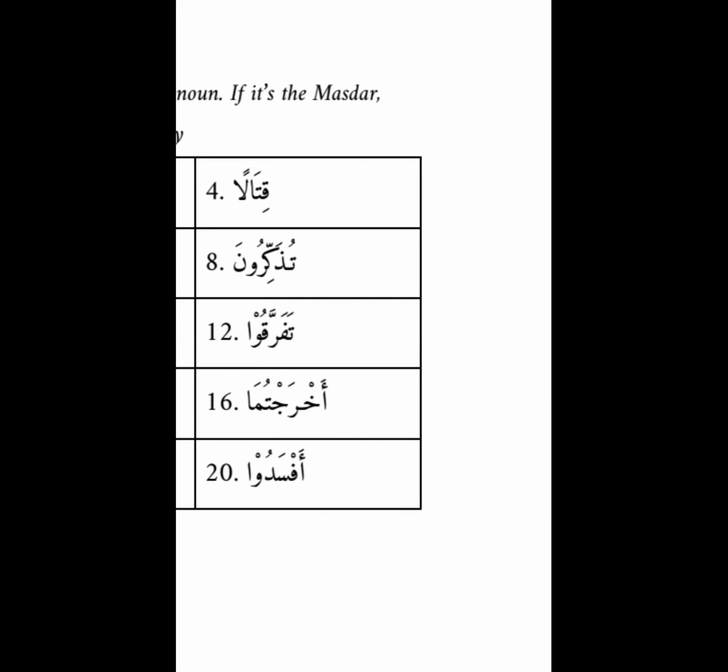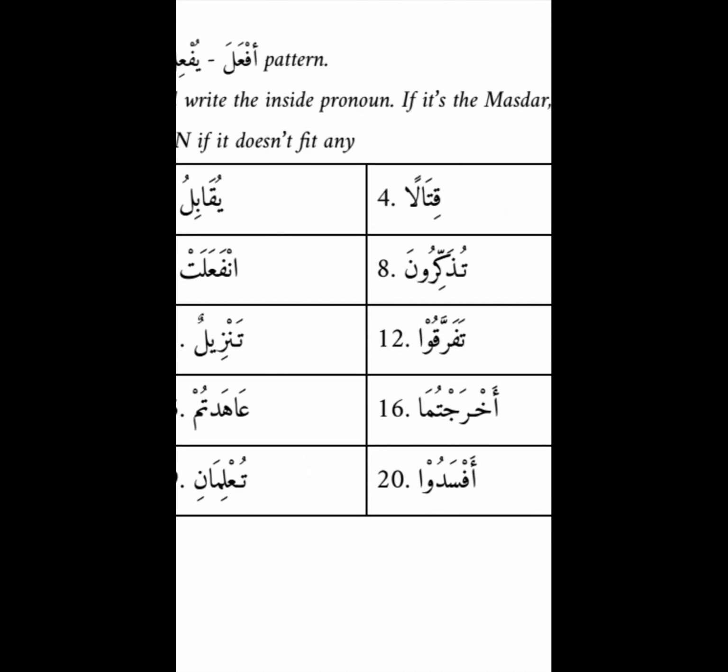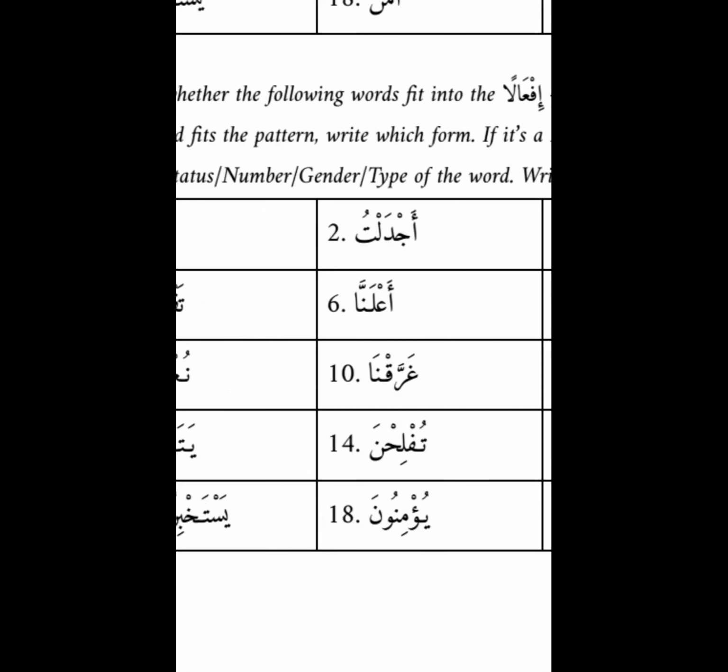Then what are the 4 properties of this ism? This is nasab, masculine, singular, common. And what is the meaning of qitalan? The meaning is to fight. Since it's masdar, it can be fighting. Yes, right.